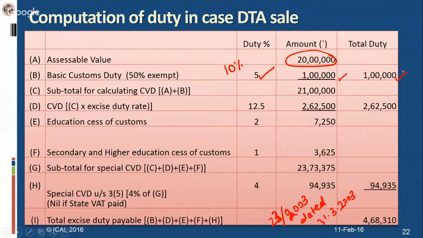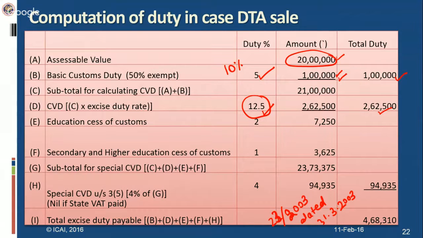Next comes CVD. You know that at present the general rate of excise duty is 12.5%, so in this case also we have taken 12.5% as the CVD rate. EC and HSEC have already been subsumed in it. Earlier also EC and HSEC were exempt, but now they have been subsumed in the excise duty rate itself. For CVD, the value we take is assessable value plus BCD. So 21 lakhs into 12.5% comes out to be 2,62,500.